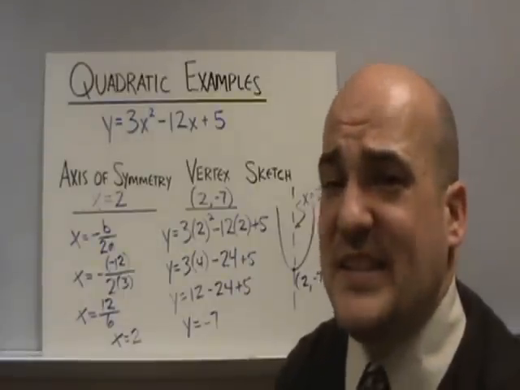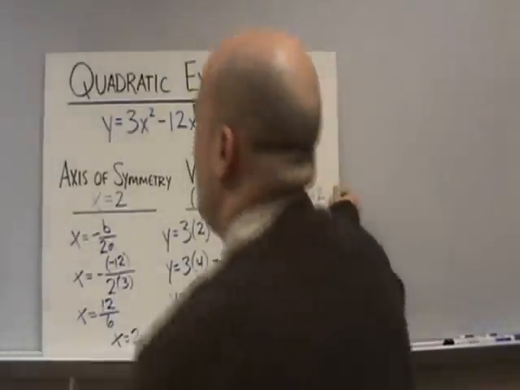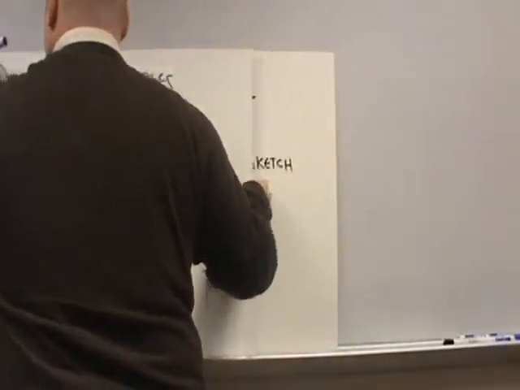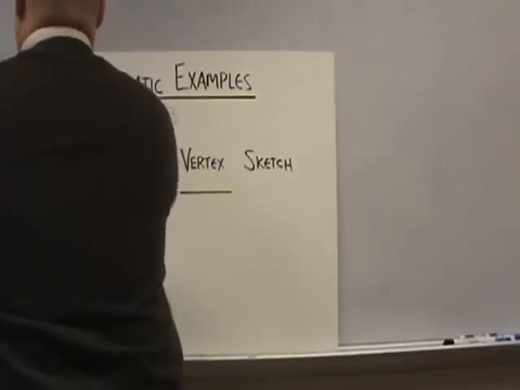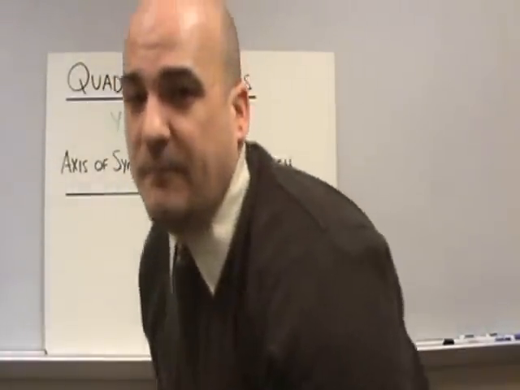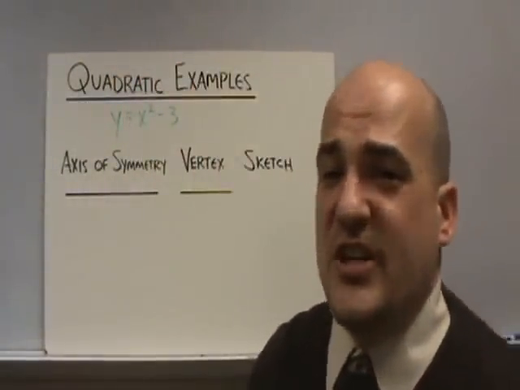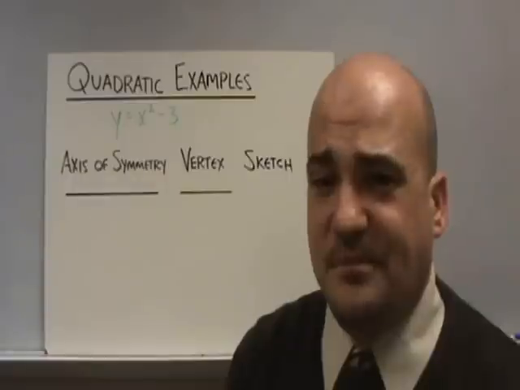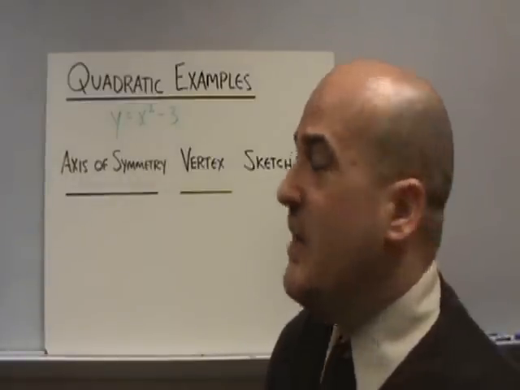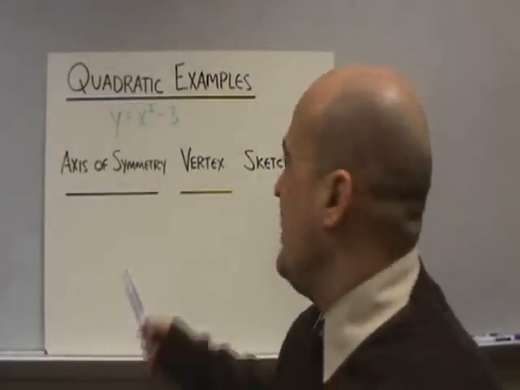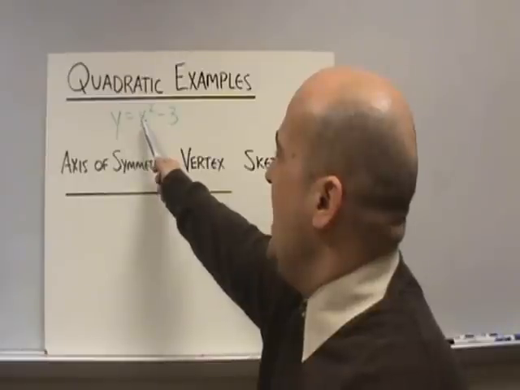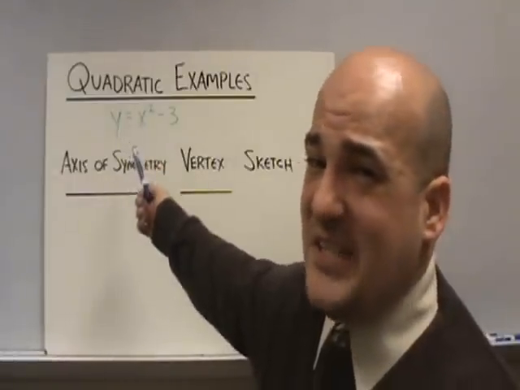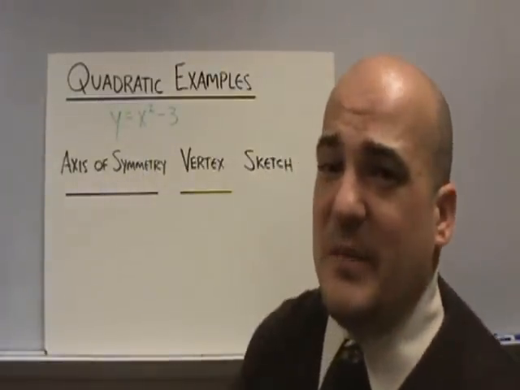Okay, let's try one last example together. Let's do this one. Alright, we'll do this one together and then you're going to have to try some on your own. So this one is y equals x squared minus 3. This one's a little bit different because in our standard form we expect y equals ax squared plus bx plus c, but in this case there is no bx there, there's nothing there. So it's going to be a little bit different.